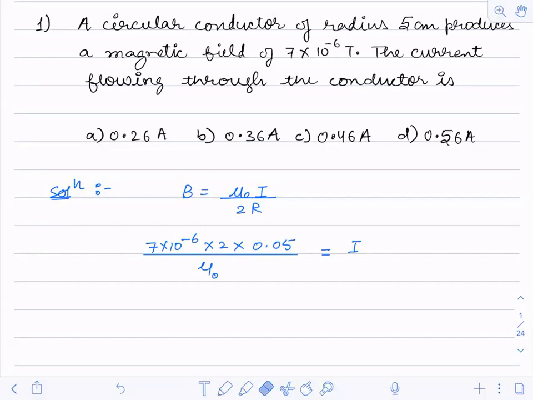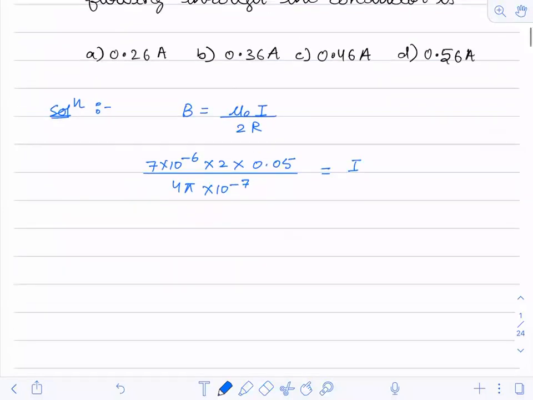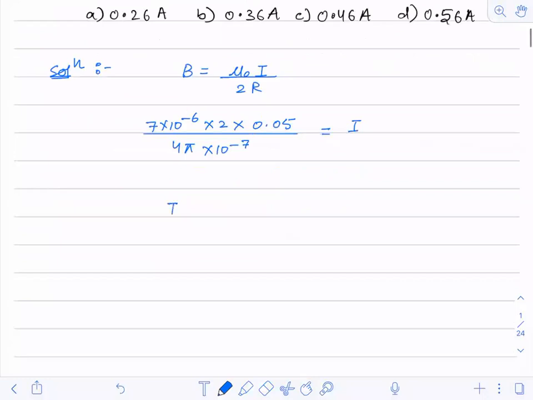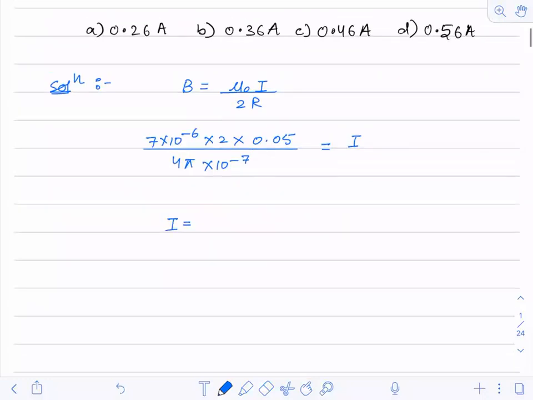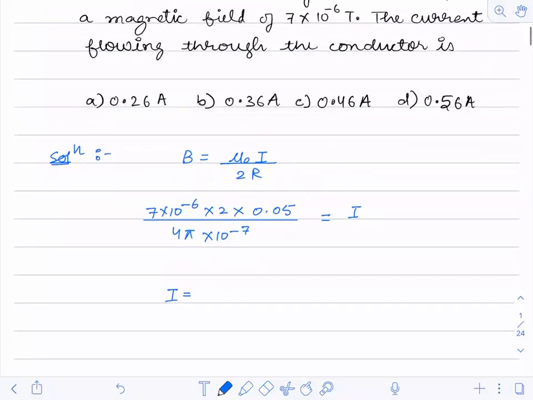What is the value of mu naught? It's 4 pi into 10 to the power minus 7. Now you just solve for this current. You calculate this I value, and you will get the result when you solve for I. Understood?